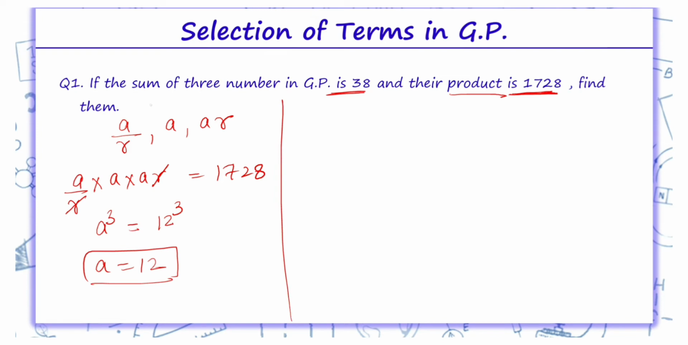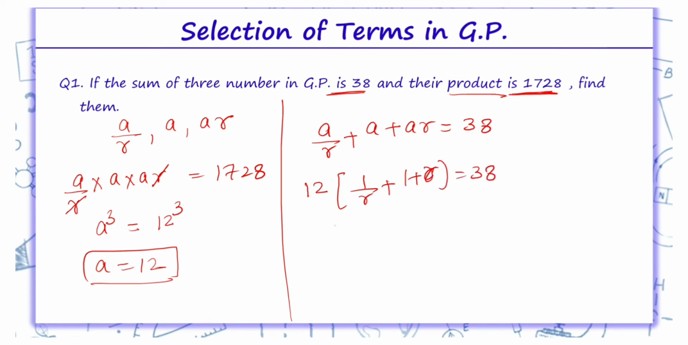Now we are provided with the sum of the 3 numbers of the GP. So A by R plus A plus AR is 38. Putting the value of A, which is 12, and taking A common, we get 12 into 1 by R plus 1 plus R, which is 38. We will take the LCM and simplify it.